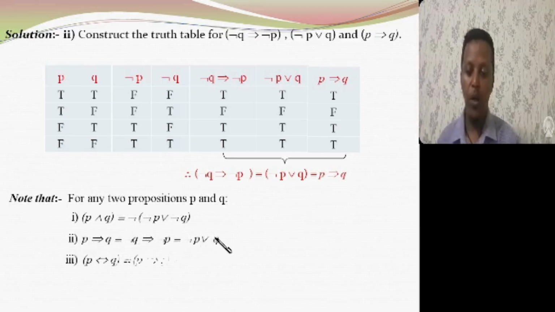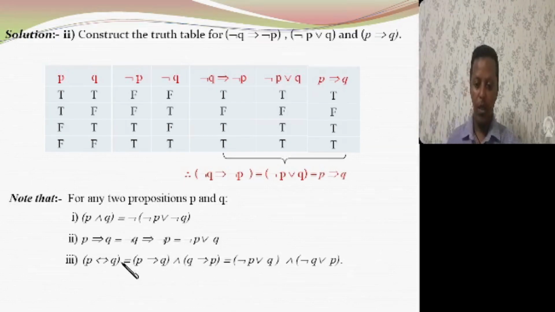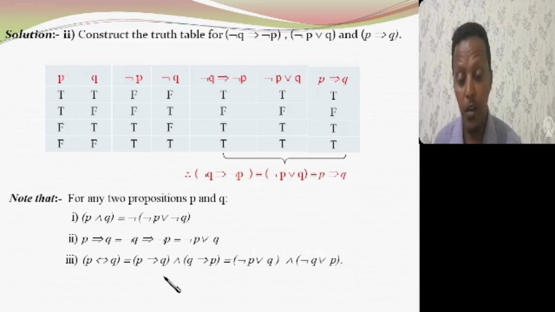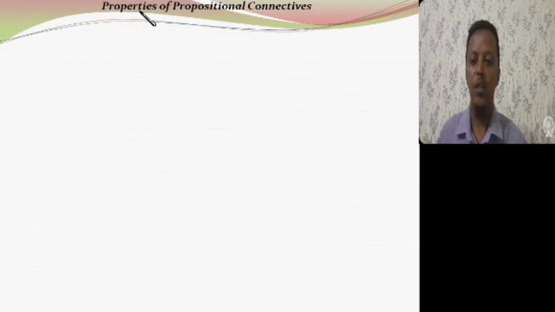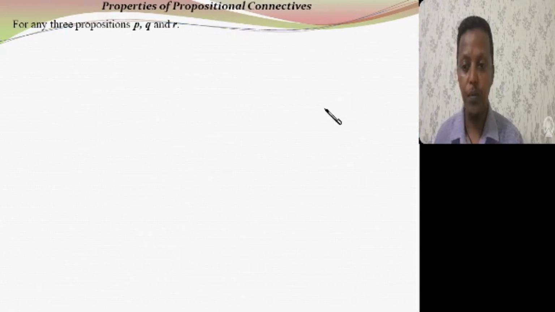Now, having this in mind, you can easily show these given compound propositions are equivalent respectively. Already the second, we proved. But for the remaining, you can show they are what? Equivalent. So the last point in the second lesson of Mathematics for Natural Science is the property of the propositional connectives.